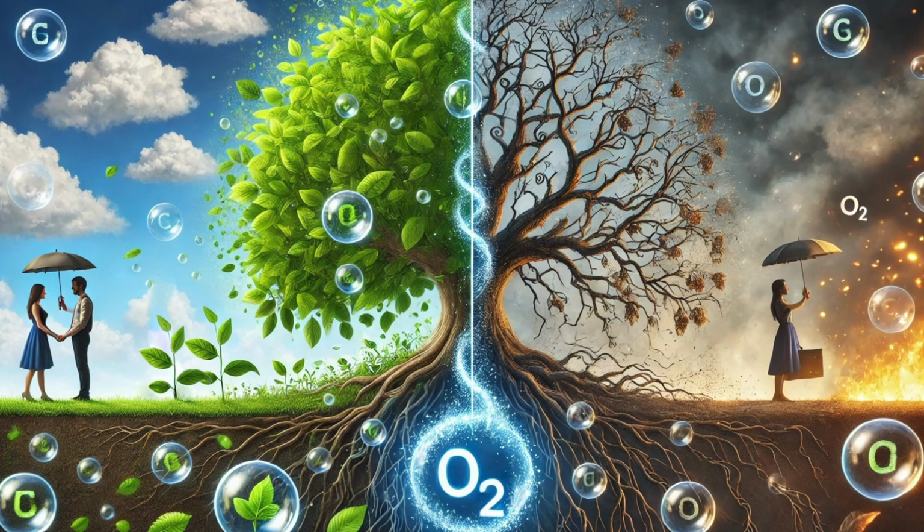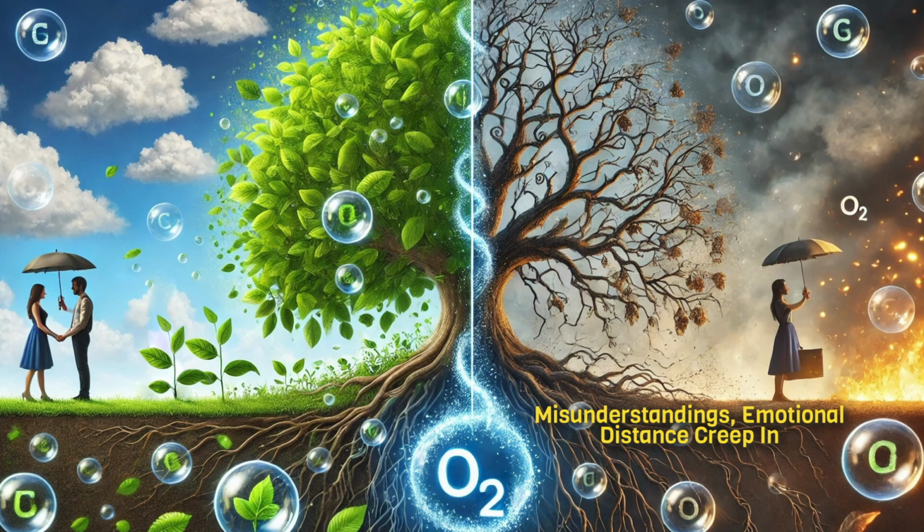Now, let your eyes drift to the right side of the image. Here, the tree tells a different story. Its leaves are brown, brittle, or have fallen away entirely. The branches are bare, the roots shallow and tangled. This tree is struggling, and without the oxygen of communication, it's slowly withering away.